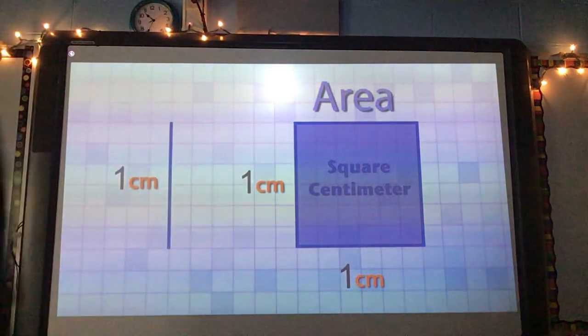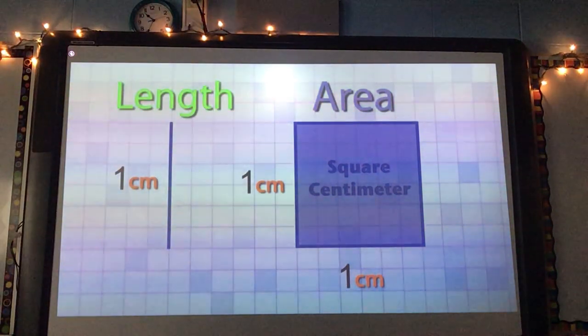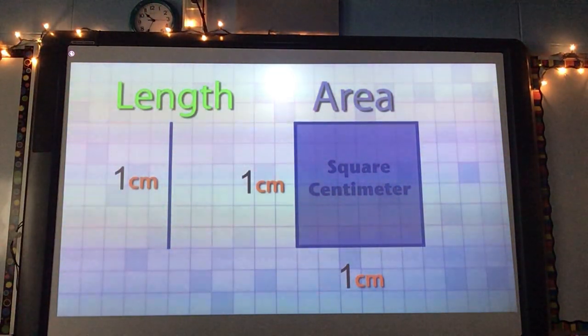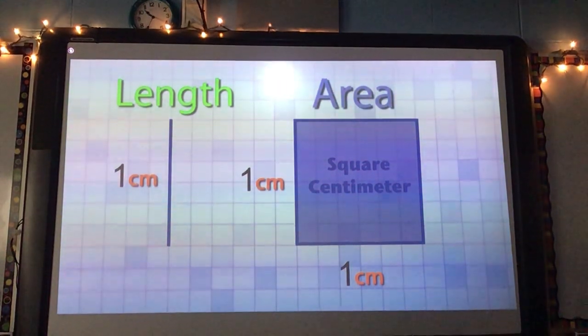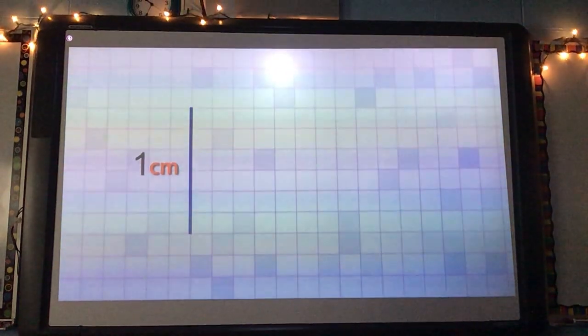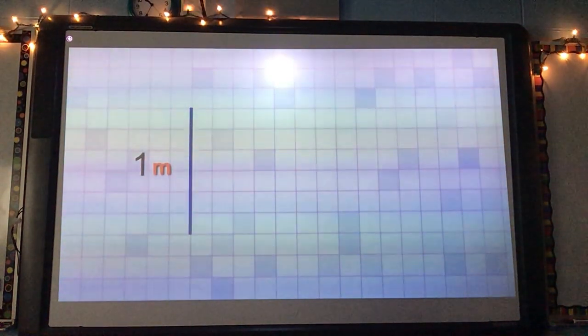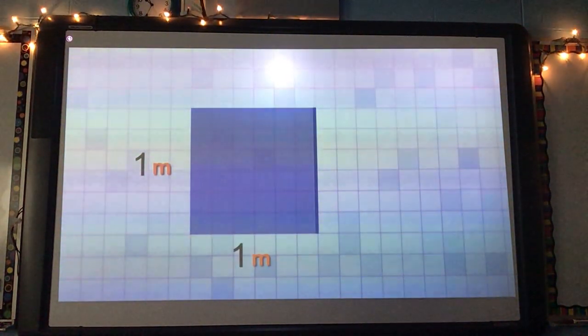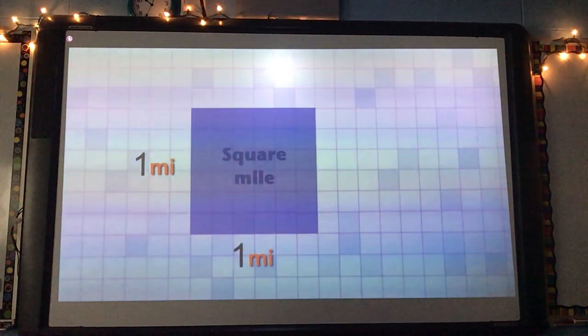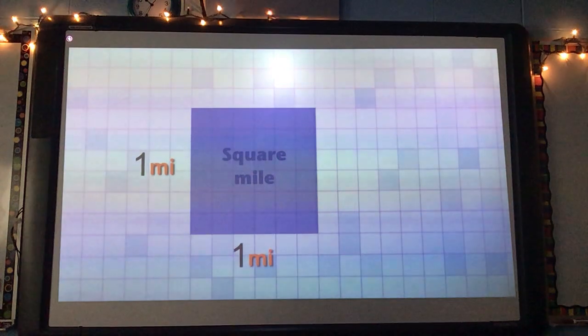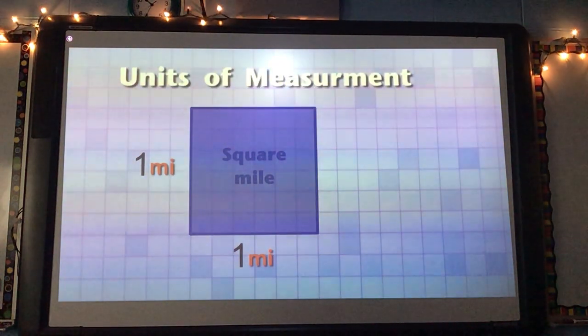Just like a centimeter is a basic unit for measuring length, a square centimeter is a basic unit for measuring area. But there's other units for area too. For example, instead of a centimeter, what if our line had been a meter long? And what if we had moved it 1 meter? The area we'd have gotten would be 1 square meter. Or what if our line was a mile long and we moved it a mile? We'd have a square mile of area. So just like with perimeter, the units of measurement are very important when we're talking about area.